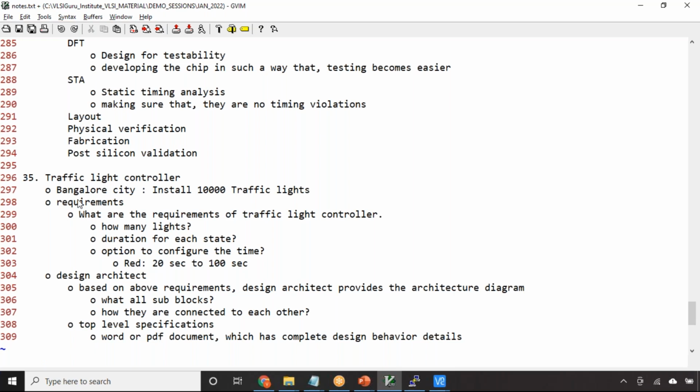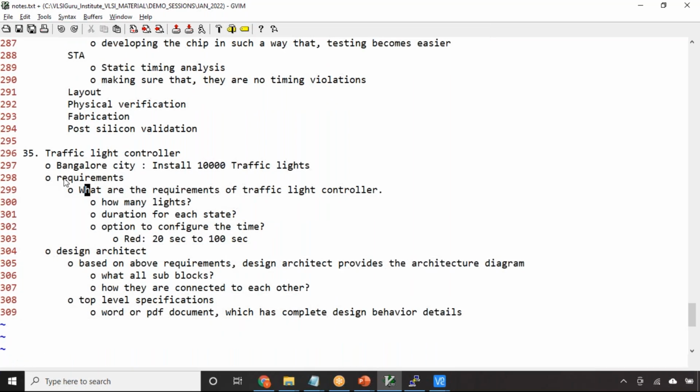So what happened? We wanted to install traffic light controllers, that is, we want 10,000 traffic lights. We approached a company. They spoke to us and came up with some requirements. They listed down the requirements and gave them to the design architect. The design architect developed a design architecture diagram.